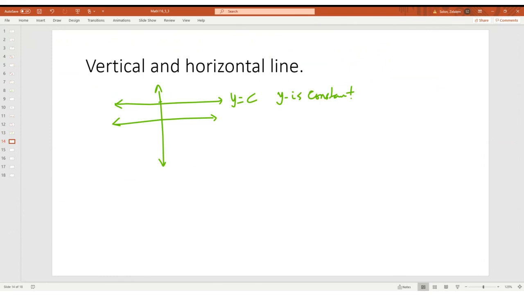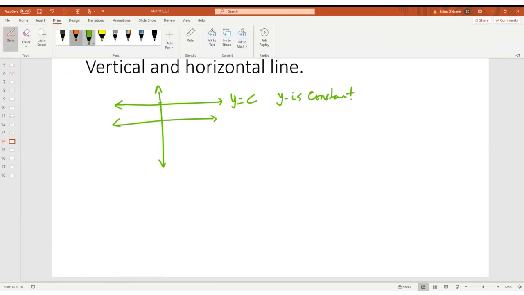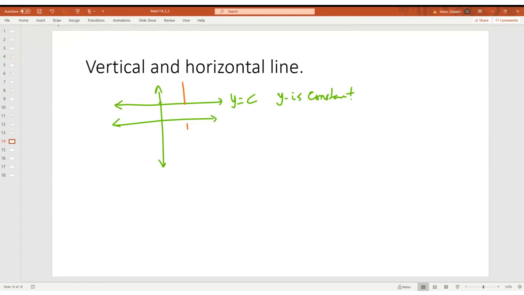And if you have a vertical line at a certain x value, so let's say x equals c here. Again, this one is x equals c. That means x is constant. So x doesn't depend on y. So it will indefinitely be the same value. So these two kinds of functions have different slopes.